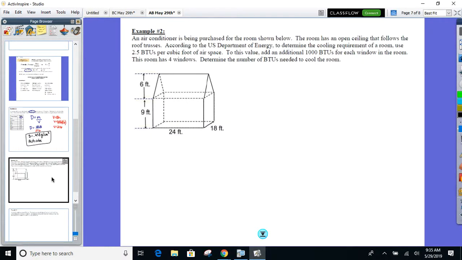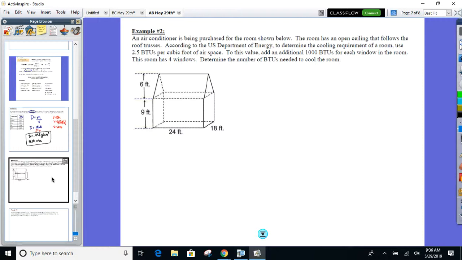Oh, look at our house. An air conditioner is going to be purchased. British thermal unit. It was on your homework the other night. Didn't you read up on that, Mason? British thermal units. We use 2.5 BTUs per cubic foot. To this value, we add an additional 1,000 for each window in the room, and this room has 4 windows. Determine the number of BTUs to cool the room.